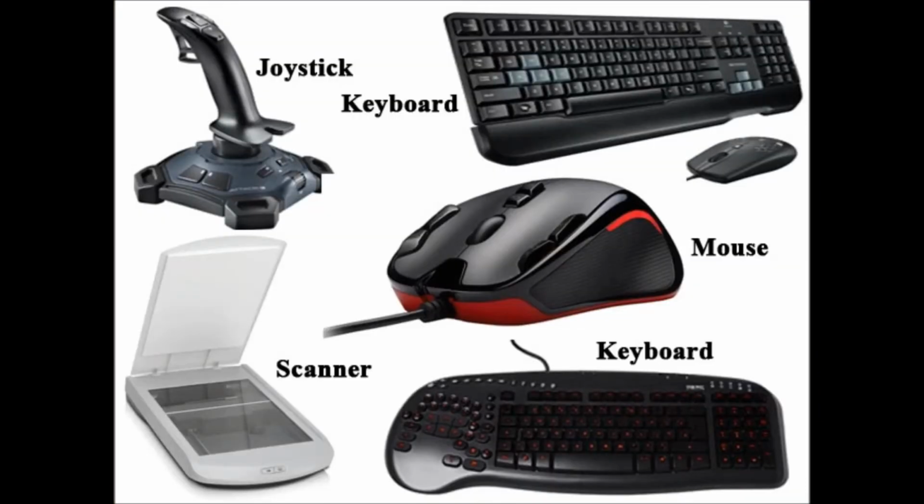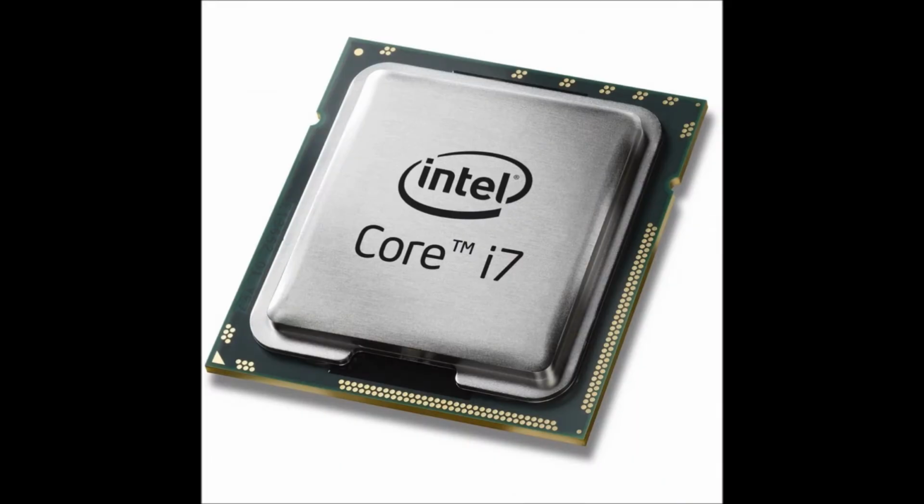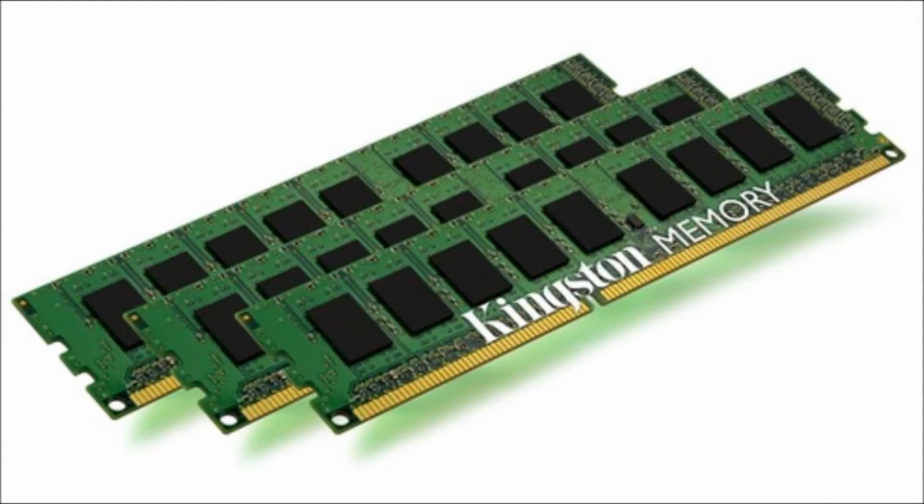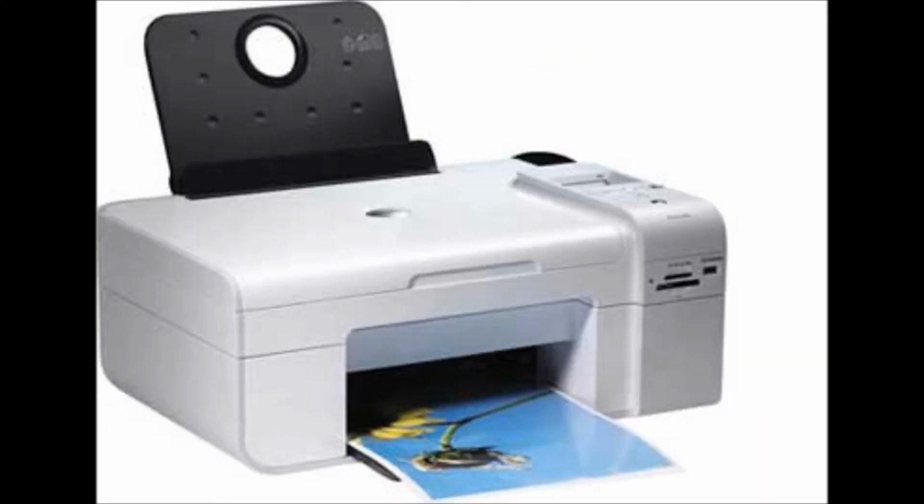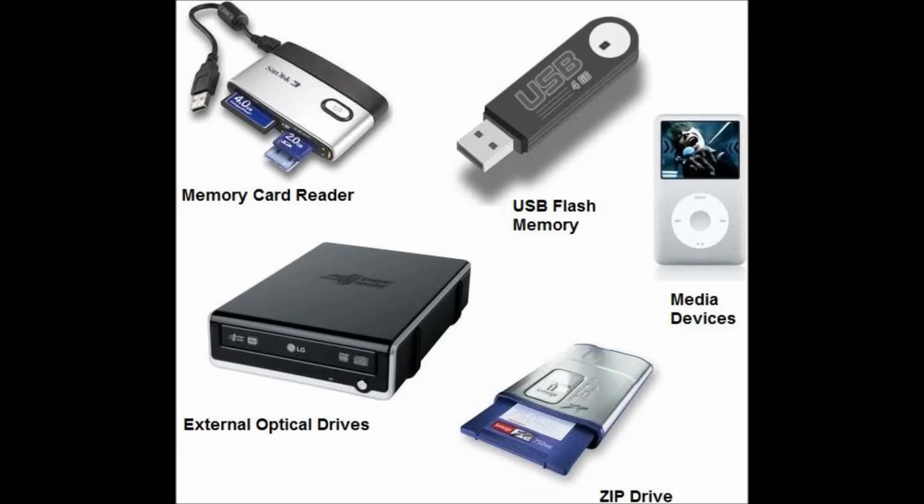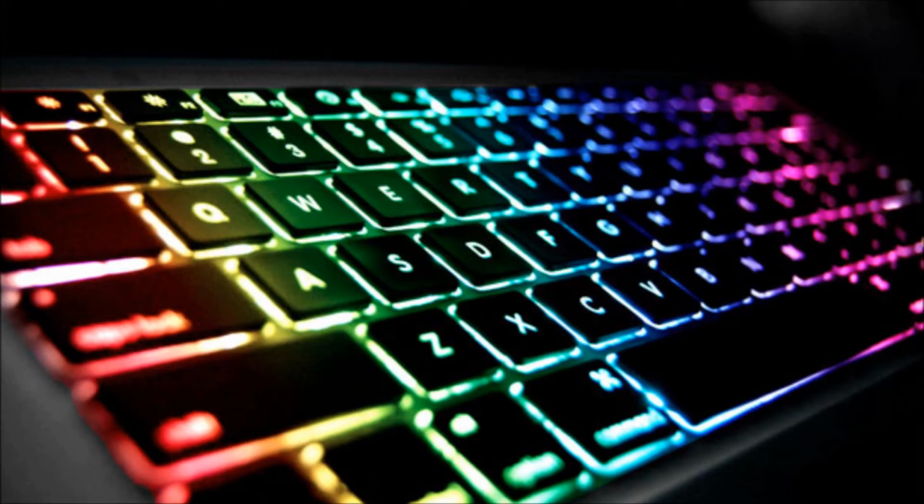Primary components of a computer: input devices, central processing unit, memory, output devices, and storage devices. Let us discuss each of these components. Under input devices are the keyboard and the mouse. The keyboard is where the data is entered by manually typing certain keys. A keyboard typically has 101 or 105 keys.